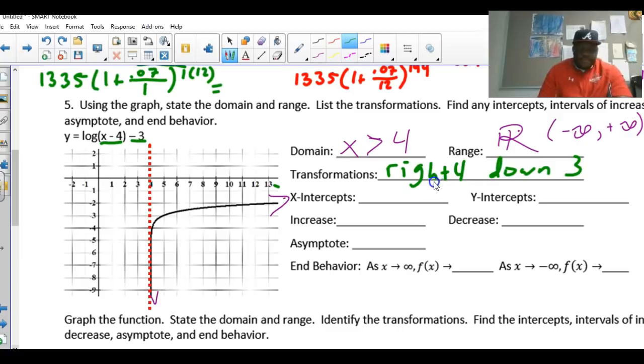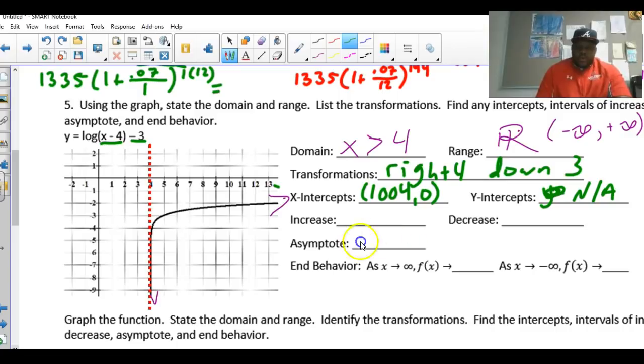Now the intercept. I know you can't see it on this graph, guys, but the actual x-intercept is (4.001, 0). And the y-intercept, guys, this will never cross 4. So there is no y-intercept. Actually, we're going to put none, not applicable. There's no y-intercept.